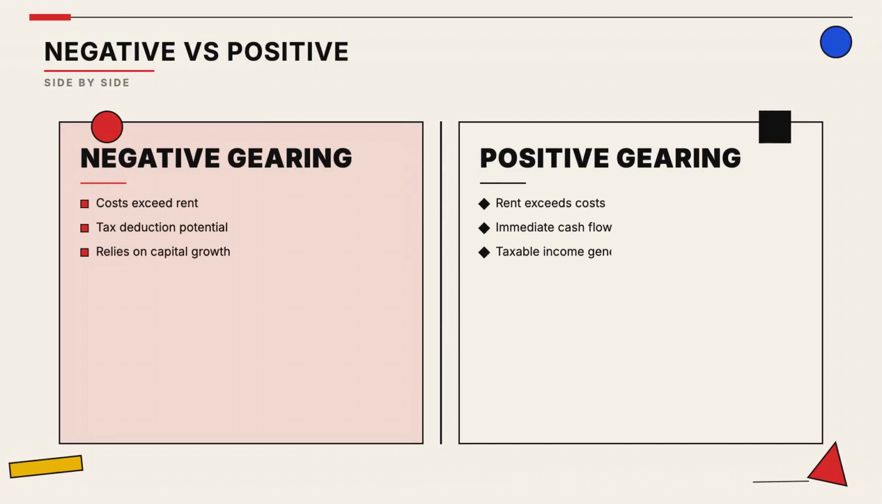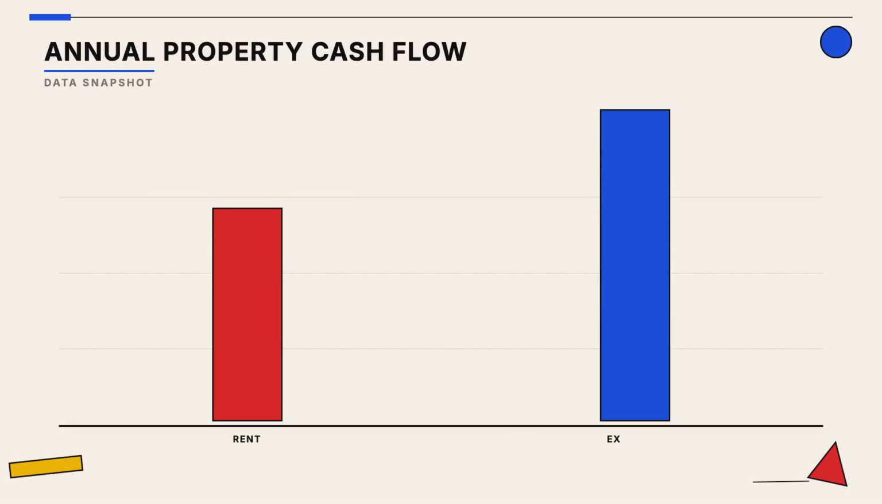Investors choose between these based on whether they prioritize immediate cash flow or potential long-term capital gains. In this example, the $8,000 difference can often be deducted against other income, reducing your total tax bill.